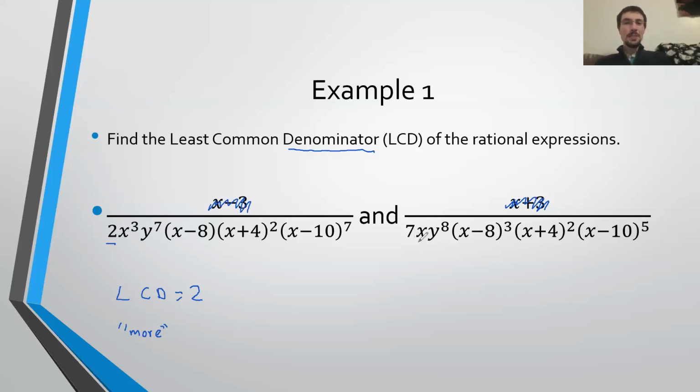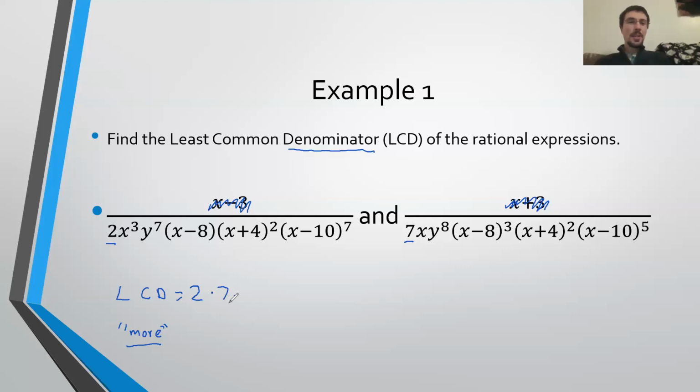Looking at your second fraction, we have a 7 as your constant. Is there a plain 7 over here in this first fraction? No. We have a couple 7's as exponents, but they're not constants. They're not plain 7's. So which fraction has more 7's? Well, the second fraction does, so we need a 7 in your LCD as well, and we're going to multiply that by the 2 that we already have.